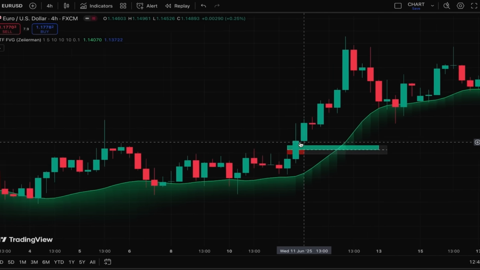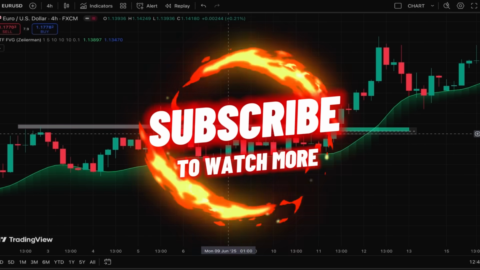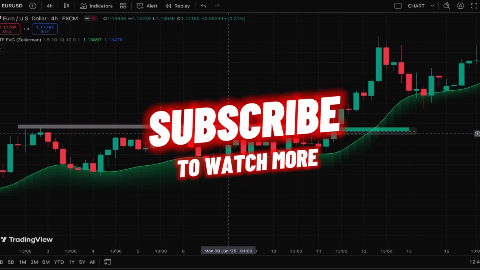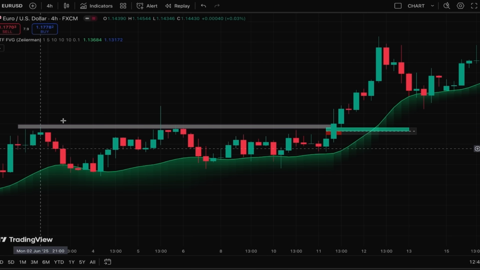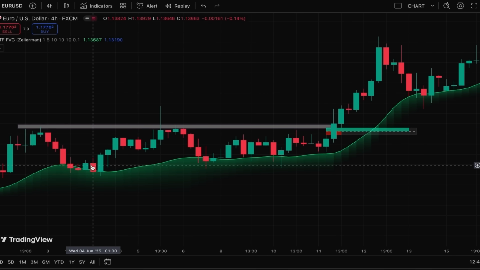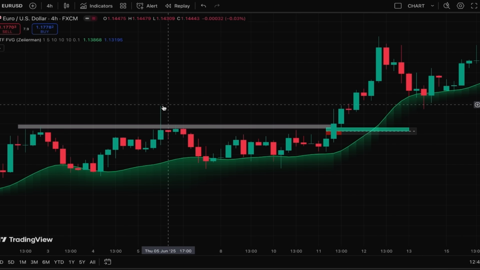Alright, now let me teach you how you can use fair value gaps to enter a trade. Here you can see that we have a resistance level. The price reached to this point and then went down. Again here, hardly rejected and went down. This is a rejection candle showing rejection of the higher prices.